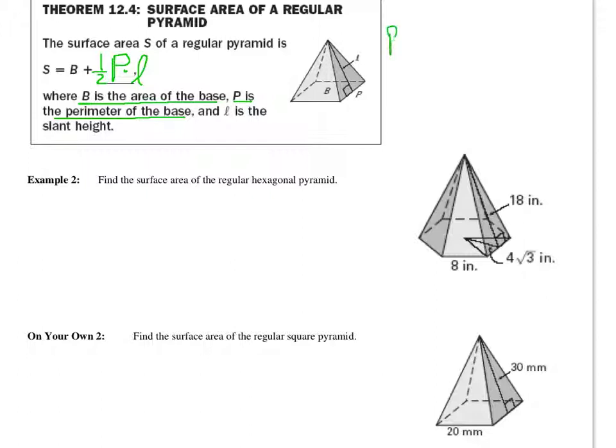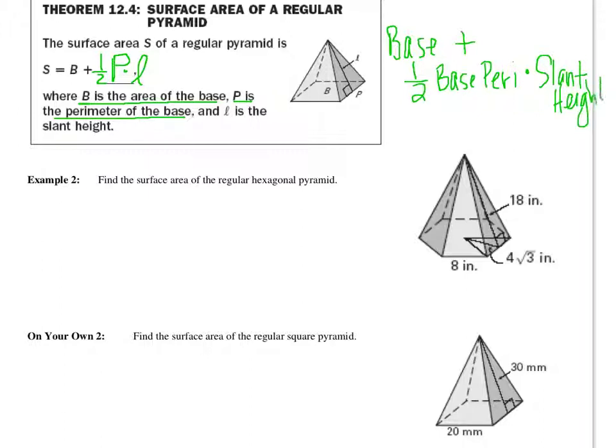So you do your base plus, and then you do half of your base perimeter times your slant height. So I've got to add my base, and then I've got to add the sides, the lateral faces on there. So example 2, find the surface area of the regular hexagonal pyramid.